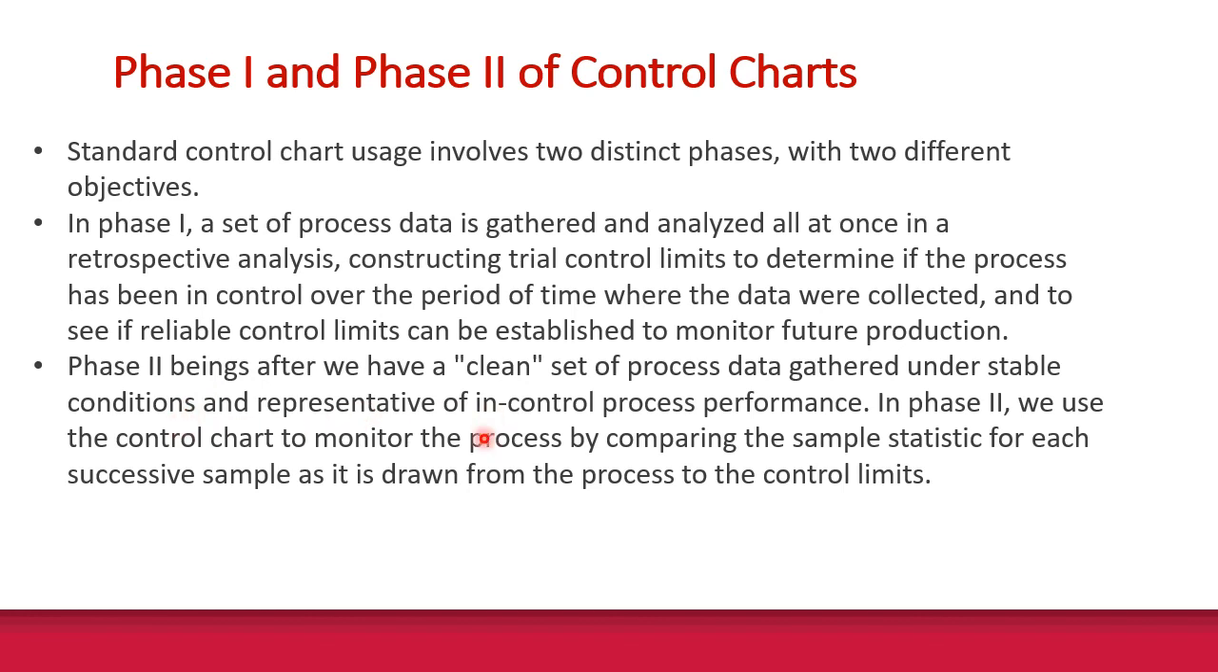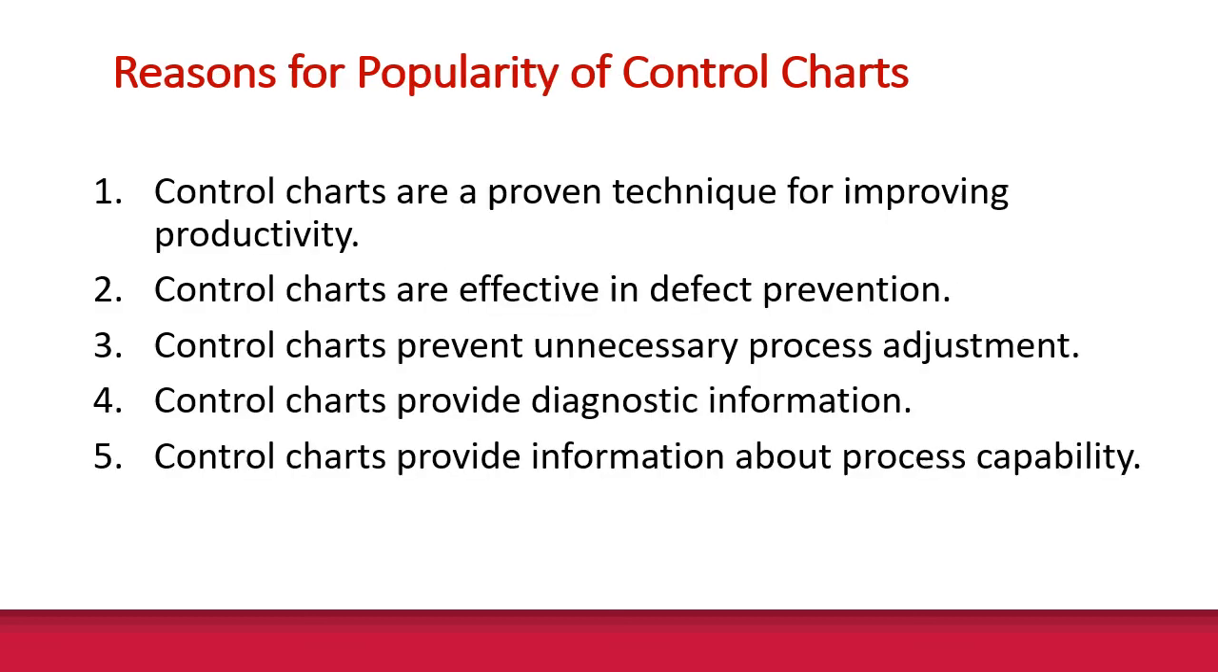You have a clean set of process data gathered under stable conditions. In phase 2, you're just using the control chart to monitor the process, to make sure that it doesn't go out of control. During phase 1, you're just trying to literally get it in control. Initial setup kind of thing.